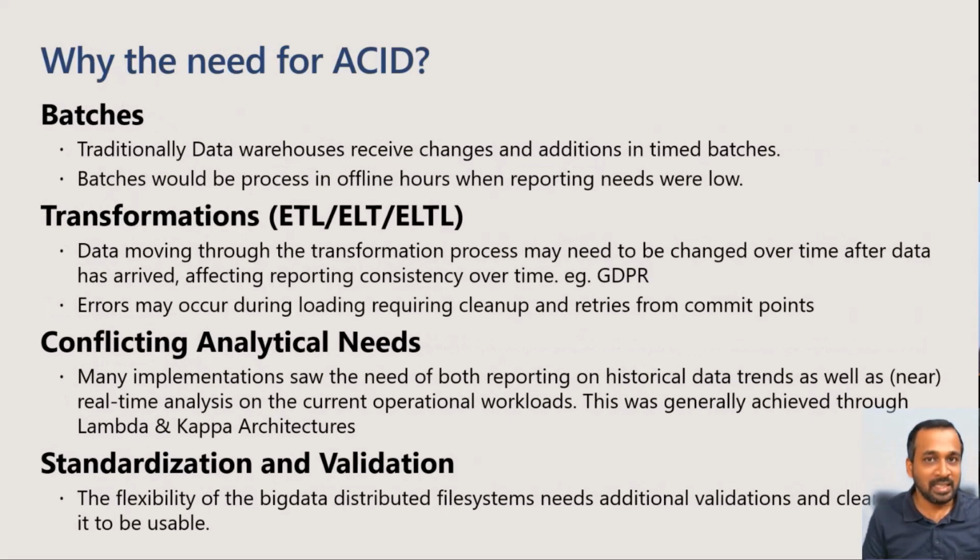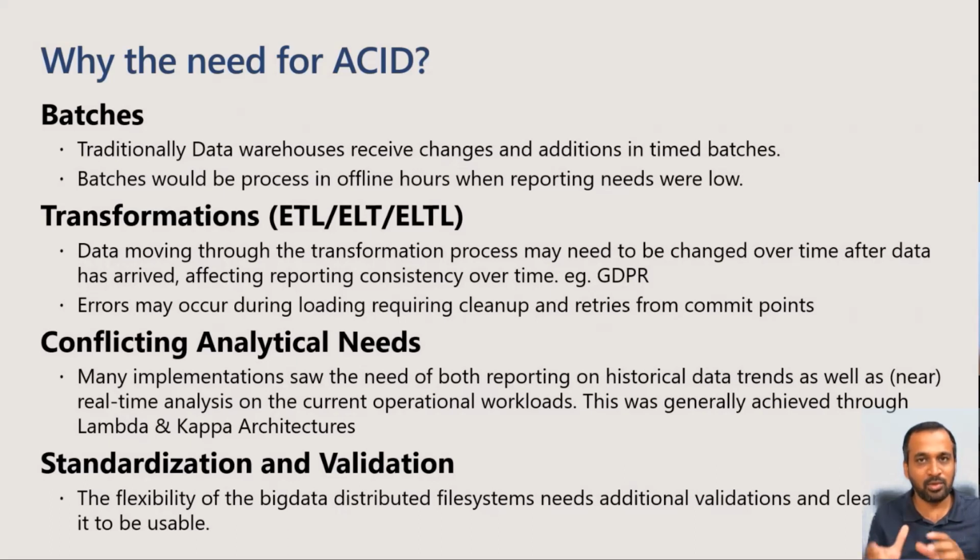So why do we need ACID here? It's okay that we use it for transactional tables, but why do we need this for Fabric? Batches: traditionally, a data warehouse receives changes and additions in batches of bulk data, and batches would be processed in offline hours when reporting needs are low. We can also make use of transformation ETL, ELT, which is extract, transform, load, and extract, load, transform. Data moving through the transformation process may need to be changed over time after data has arrived, affecting reporting consistency over a period of time.